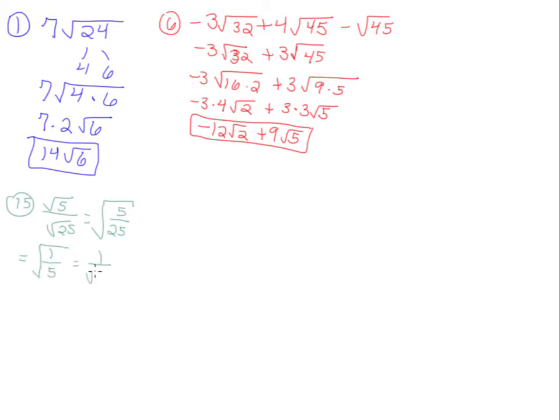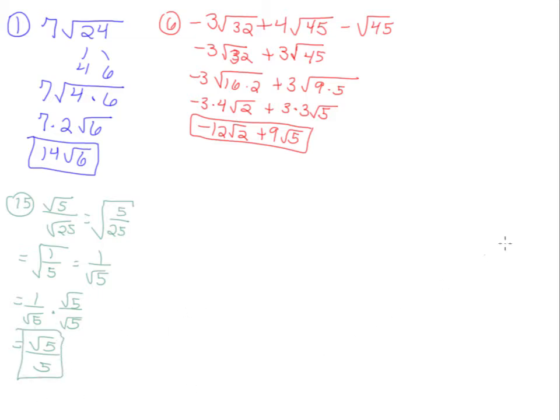So I have the square root of 1 over the square root of 5, which becomes 1 over the square root of 5. Then I'm going to rationalize the denominator by multiplying the top and bottom by root 5. Multiplying straight across, I get root 5 over 5. That would be my simplified answer.